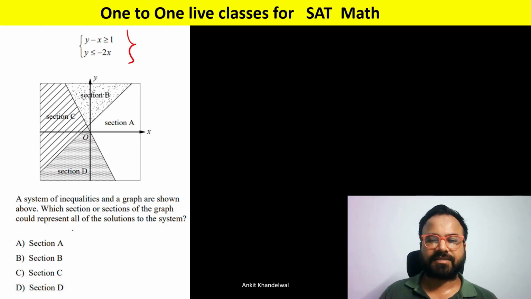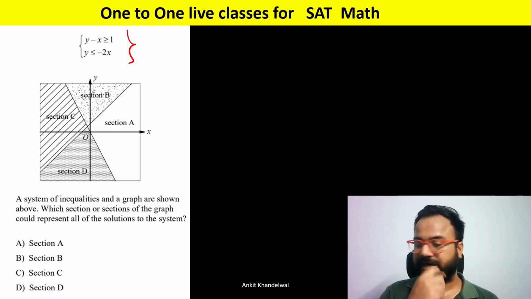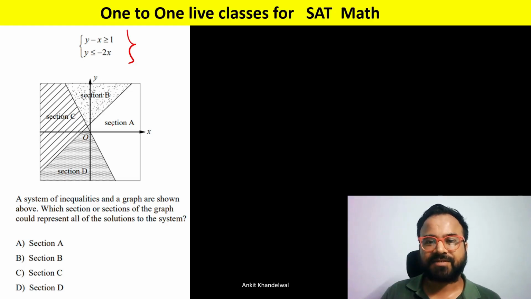It is only asking us which section, or sections, of the graph could represent all of the solutions for the system: section A, B, C or D. So we are not going to plot it, and we are not going to check it. That will be a very lengthy process. The best way is to pick any one point from each of the sections. Let's say in section A, the point over here will be 1 comma 0, because this is 0 comma 0, so this is 1 comma 0.